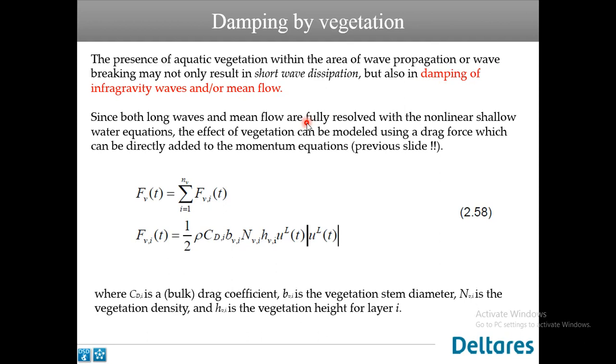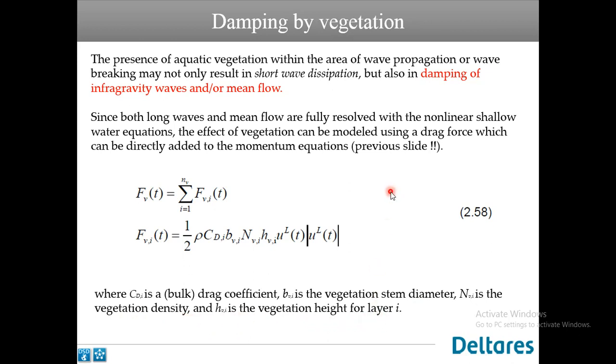Damping by vegetation, which was just mentioned. The presence of aquatic vegetation within the area of wave propagation not only results in wave dissipation, but also damping of infragravity wave or mean flow. So since both long wave and mean flow are fully resolved with the non-linear shallow water equations, the effect of vegetation can be modeled using a drag force, which can be directly added to the momentum equation. Previous slide, this one. So directly added into the momentum equation, where CD is the drag coefficient, the vegetation stem diameter, the vegetation density, and the vegetation height per layer.